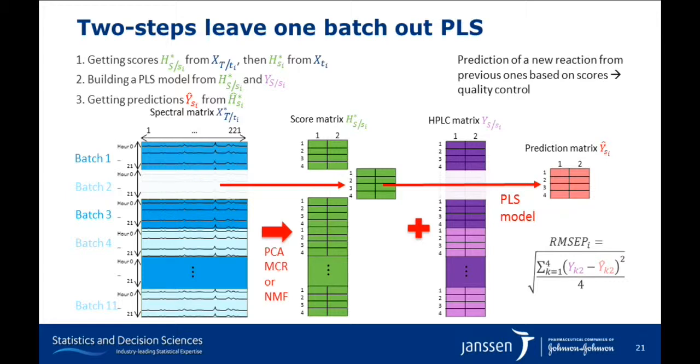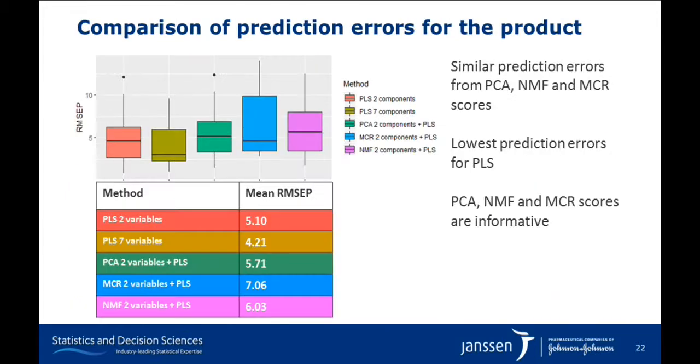In the second step, I build a calibration model between my HPLC values and my scores for the 10 batches, applying this calibration model on the scores of the 11 batches to get predicted HPLC values, which can be compared to real observed HPLC values. I calculate the root mean square error of prediction and repeat that for all the 11 batches, and I get a distribution of root mean square error predictions.